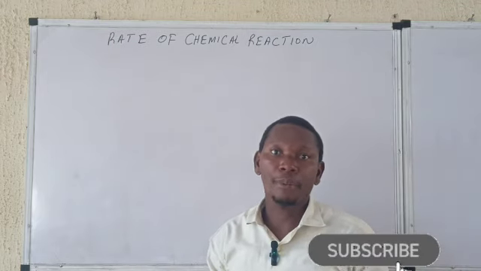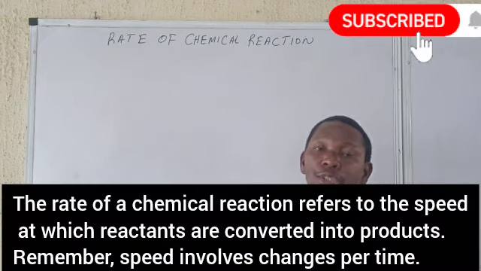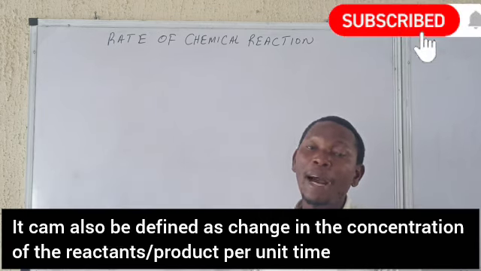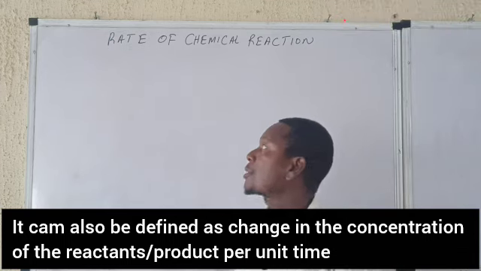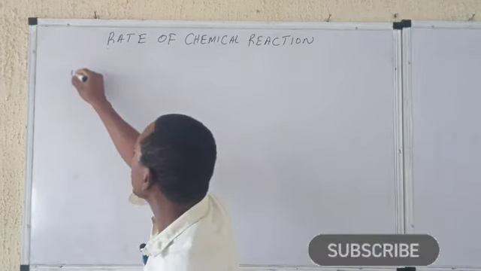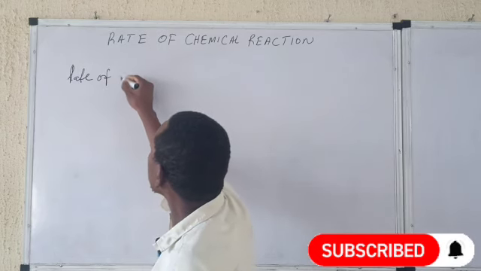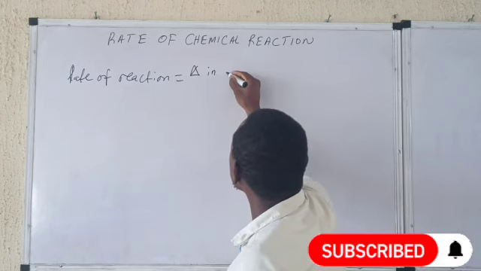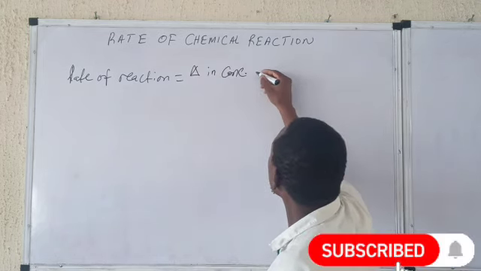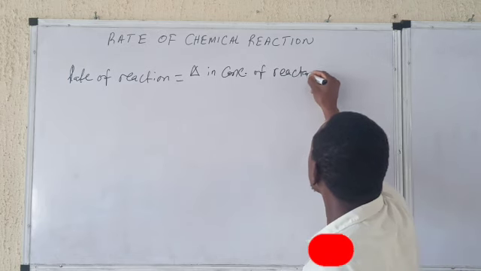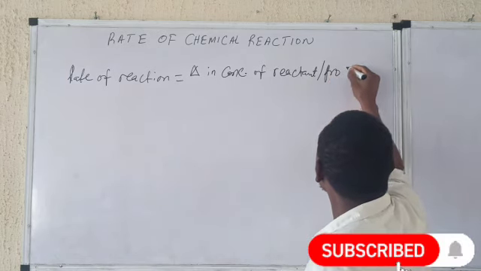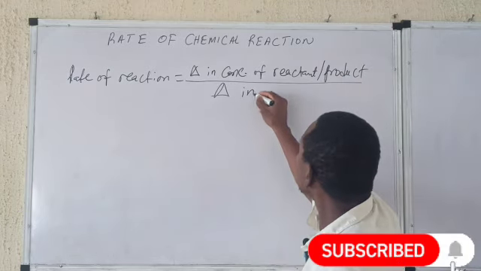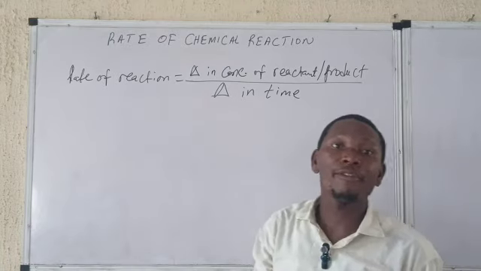Now, what is the rate of chemical reaction? It actually refers to the change in the concentration of the product or the reactant over time, or per unit time. It's a very simple concept. Rate of reaction is change in concentration of reactant or product over change in time.